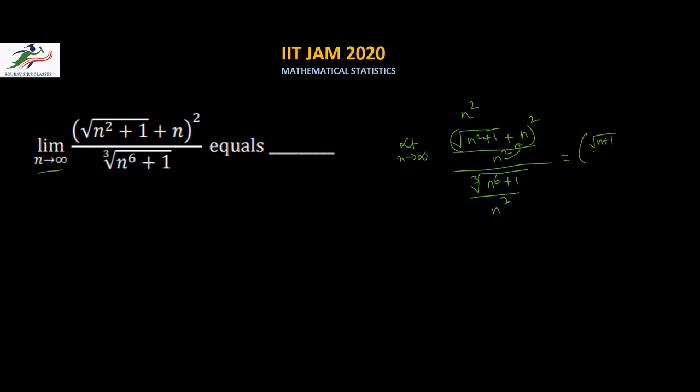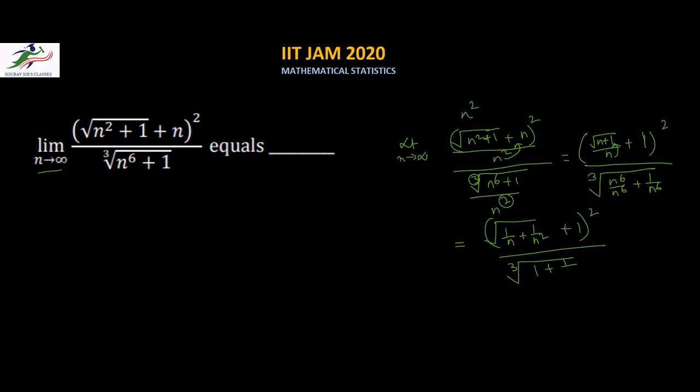root over (n square plus 1 by n plus 1) whole to the power 2 divided by cube root of n to the power 6 divided by n to the power 6, because the power gets increased threefold, so n to the power 6 by n to the power 6 by 1 plus 1 by n to the power 6, and this can be written as root over, I'll take the n inside the square root, so root over it will be n squared, so 1 by n plus 1 by n square, 1 by n square plus 1 whole square divided by cube root of 1 plus 1 by n to the power 6.